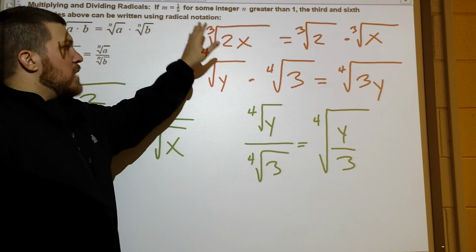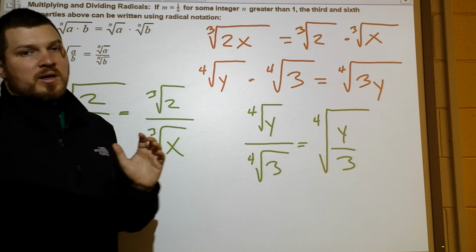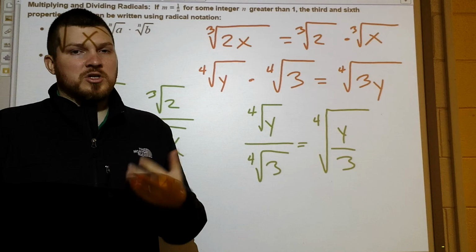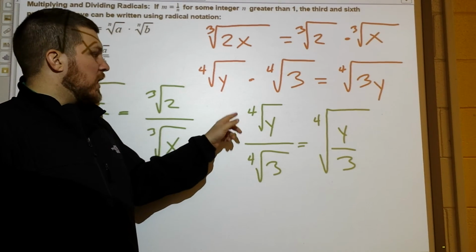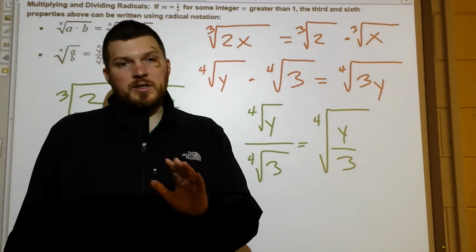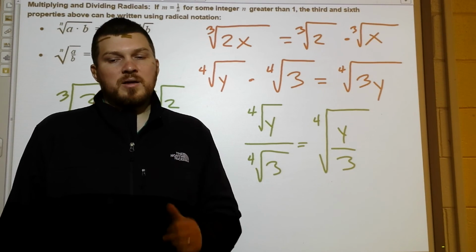So we were able to split apart and put them back together using multiplication and division of roots. The only thing we've got to worry about is, is the index the same? That's the only thing you got to make sure is true. Okay? Great. Thanks.